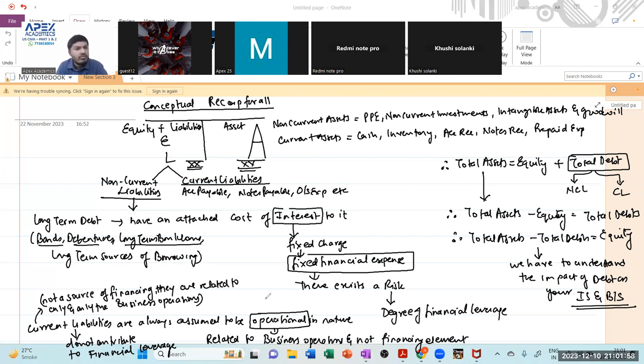This long-term source of borrowing will not come, but you need to know that a holding company can give its subsidiary a long-term loan, and a subsidiary can give one to the holding company. All of that can keep happening. Now, current liabilities: accounts payable, notes payable, outstanding expenses, etc. Both these put together equal this L, that is your liabilities. Liabilities, which is total debt, plus equity is equal to total assets. This is called the balance sheet equation.